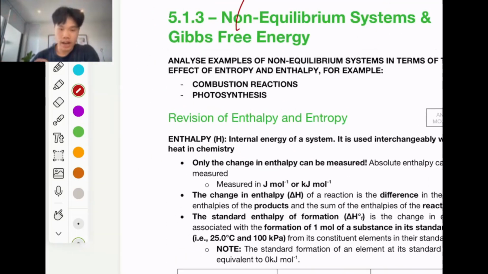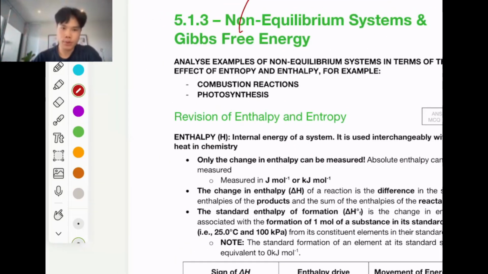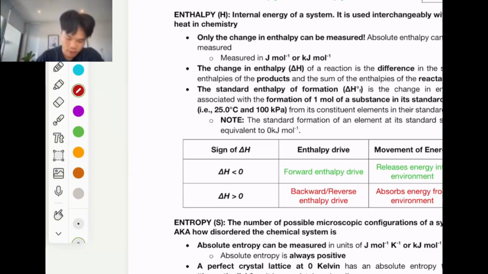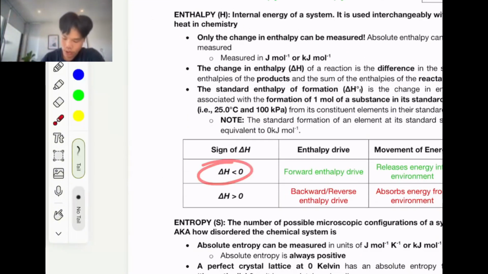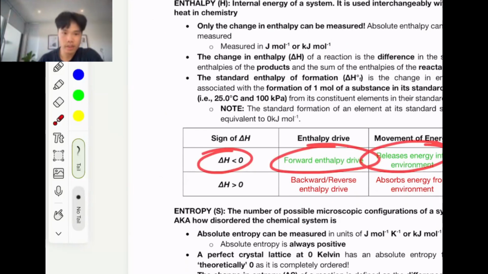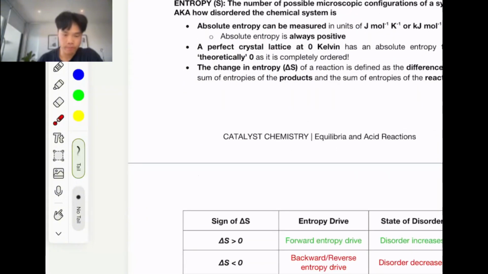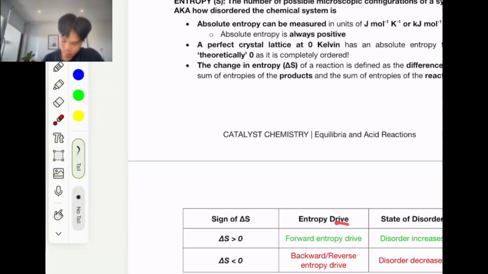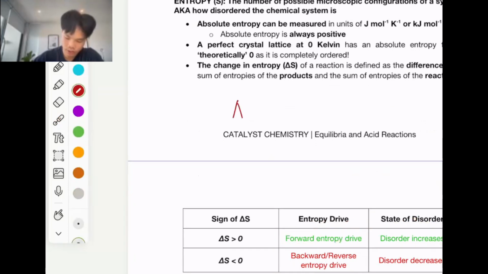The ways in which you can have that free energy is if your enthalpy is negative or your entropy is positive. And whatever contributes negatively to your delta G is going to drive the reaction forward. So in the case of delta H, if it's less than 0, you have a forward enthalpy drive and it releases energy into the environment. And for entropy, if it is a positive delta S, disorder increases. In the context of delta G equals delta H minus T delta S, these both contribute negatively.